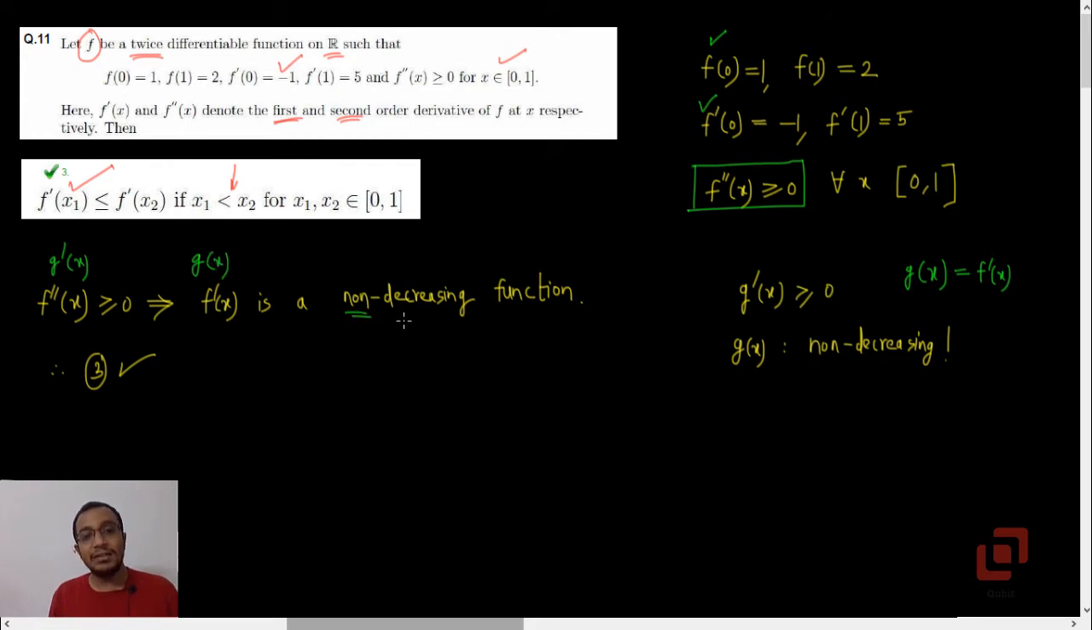Now non-decreasing means if you take any value x1 which is less than x2, then the value of f dash there has to be less than or equal to the value of f dash at the other point. So option 3 is correct. Now let us go to option 1.